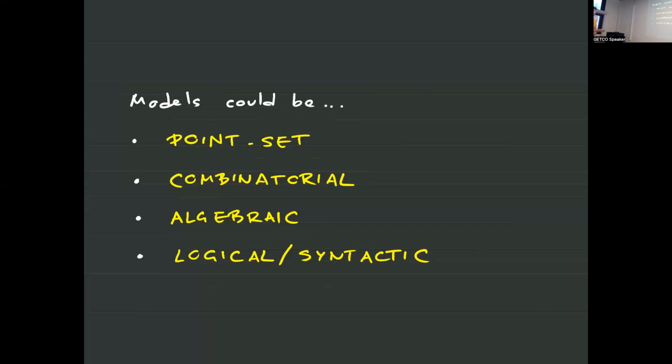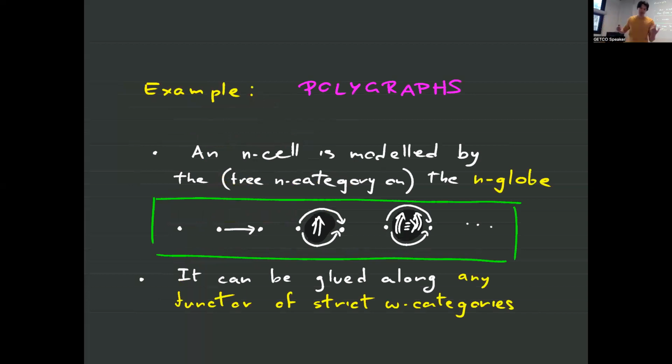And this idea of rewrite systems as directed cell complexes has emerged from this model of polygraphs. It's an idea of Albert Burroni, where a rewrite system is actually modeled by a freely generated strict n-category. And what this translates to is that an n-cell in this model is modeled by the free n-category on something called the n-globe.